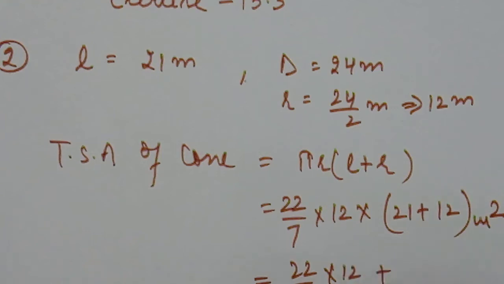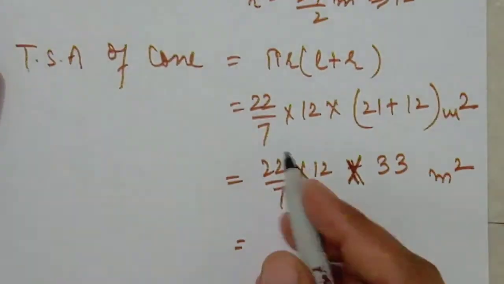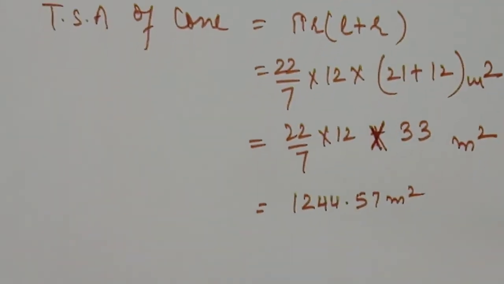It is 12 plus 21, which is 33 meter square. Here we will multiply all the terms. Then it is 1244.57 meter square. It is the total surface area of the cone.